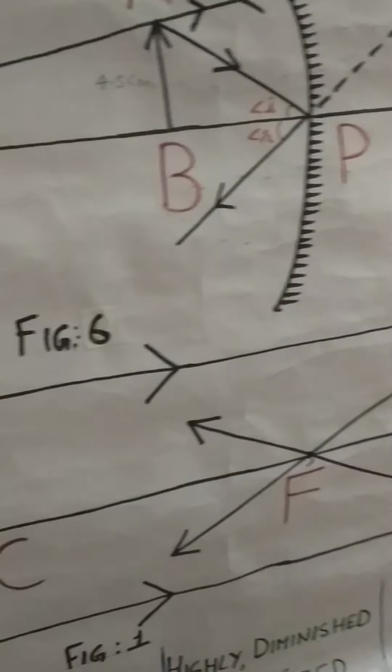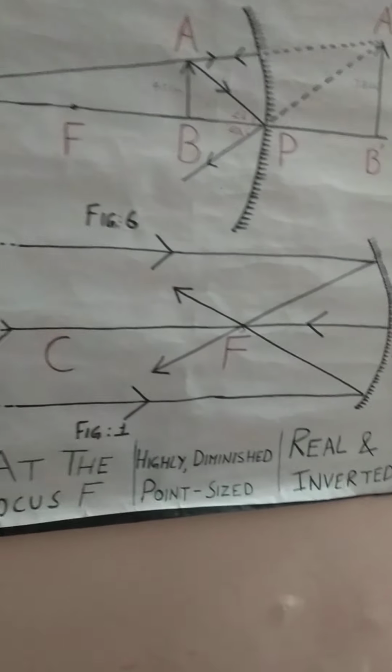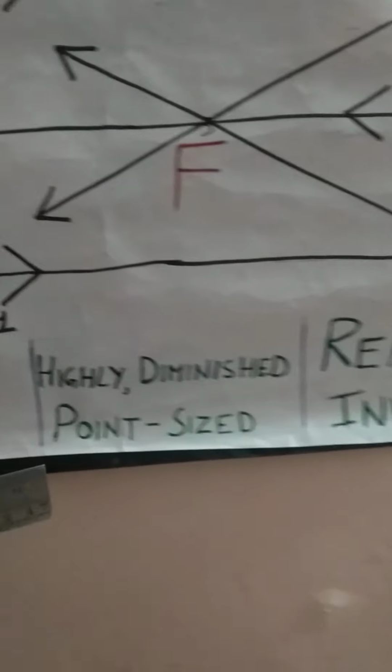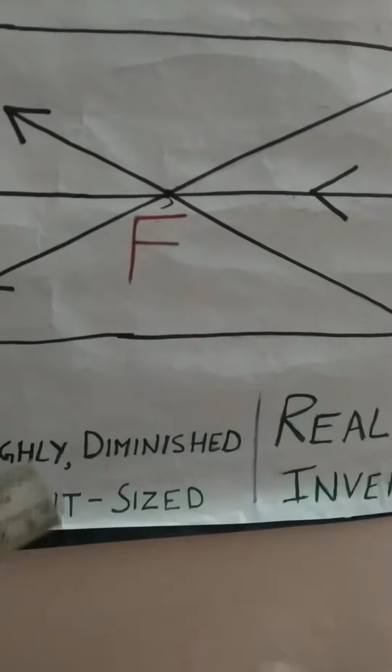You can see that where the distance between mirror and object is largest, the size of the image of that object is smallest. In this figure, the distance between pole and object is largest and the size of the image is highly diminished, point size, too small, like a point.